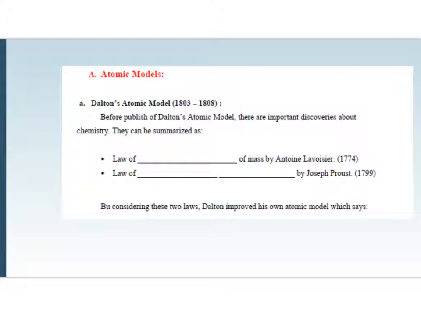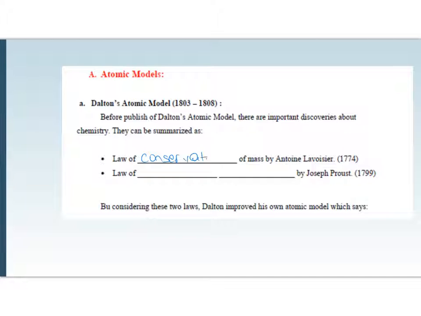Now before Dalton's atomic model, there were some fundamental laws of chemistry that were developed by Antoine Lavoisier and Joseph Proust. Now let's remember what they were. The first one is the law of conservation of mass.